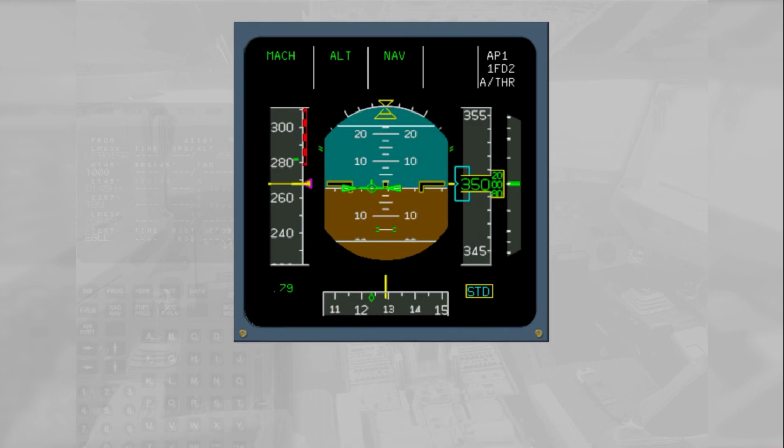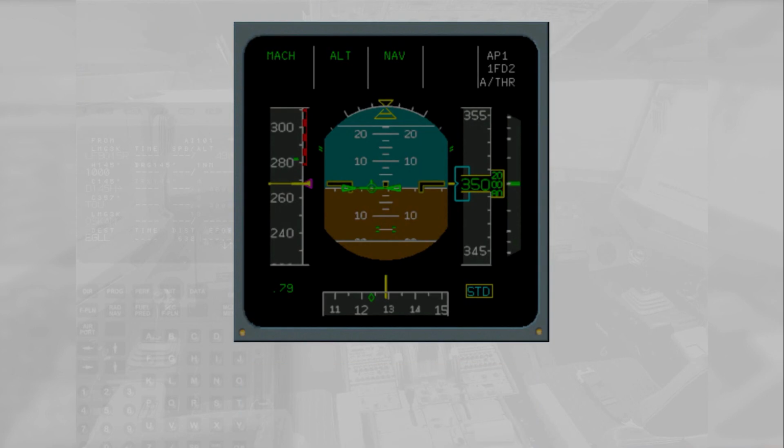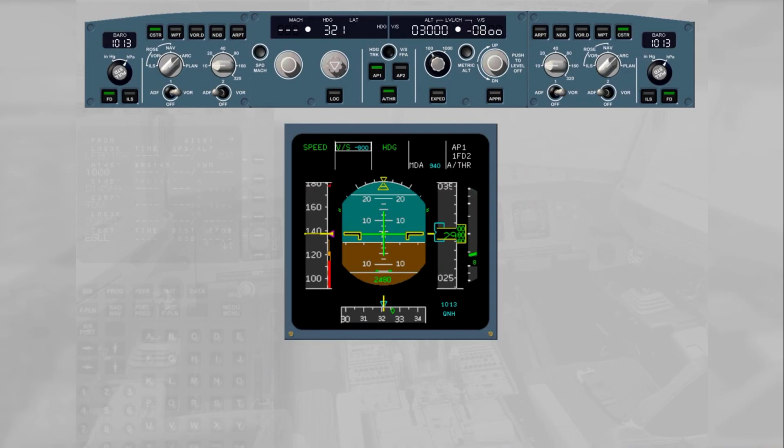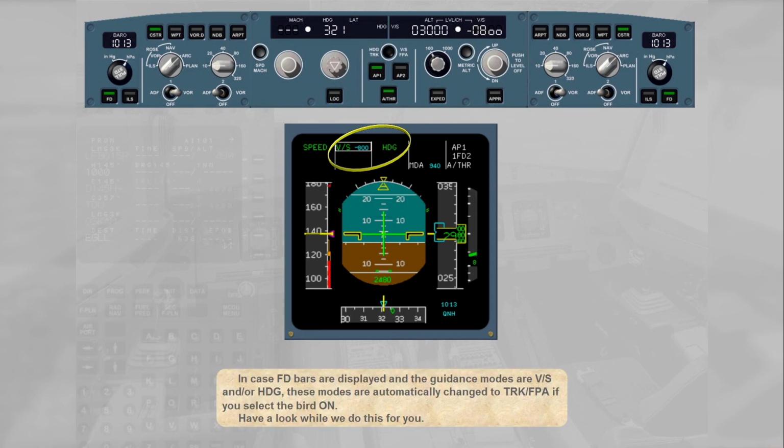Let's have a closer look at the PFD. The flight path vector, FPV, is displayed. The crossbars are removed and replaced by the flight path director, FPD, referenced to the flight path vector. In case flight director bars are displayed and the guidance modes are vertical speed and/or heading, these modes are automatically changed to track flight path angle if you select the bird on. Have a look while we do this for you.